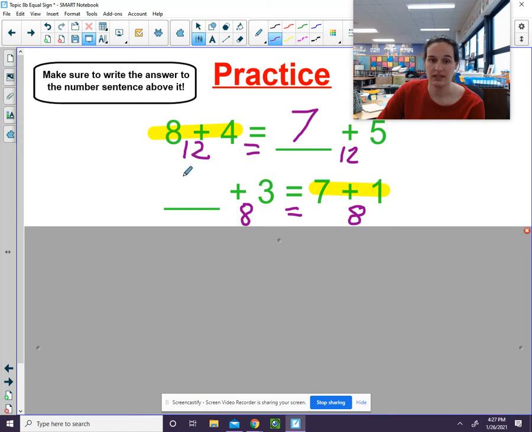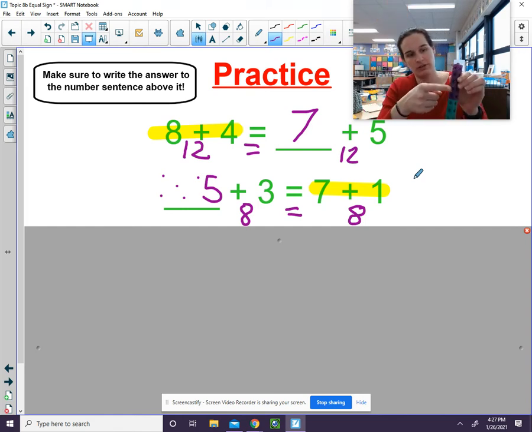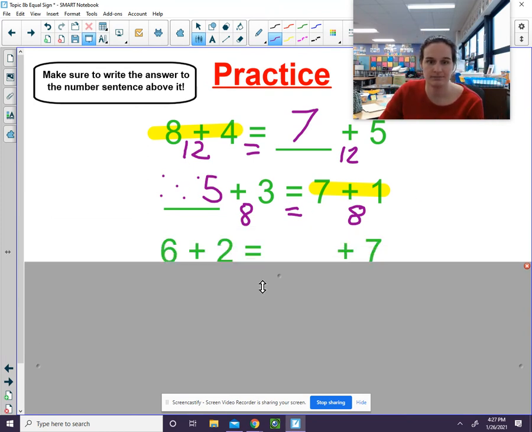So remember 3, 4, 5, 6, 7, 8. Well, how many dots did that take? That was 5. I'm going to double check that with my cubes. So I have 5 plus 3. We're going to make sure it is 8. 1, 2, 3, 4, 5, 6, 7, 8. That does equal 8. So now we got it. The answer here is 5.